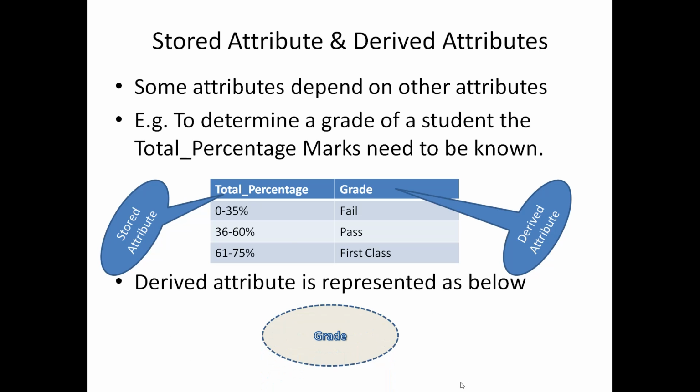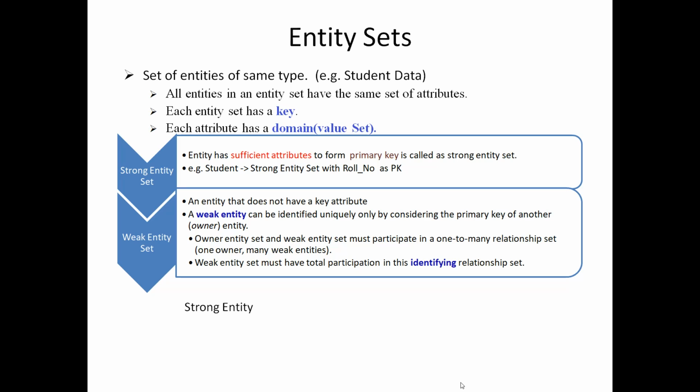How do you now represent the derived attribute? It is with a dotted ellipse, a concentric ellipse. Now we said entity, and then there is something called entity sets in ER diagrams, right? Entity sets. When you have multiple students, that becomes your entity set, which has the same set of attributes. Multiple students will always have their roll number, their name, their age, their birth date, and things like that. So that whole student data becomes the entity set, the student entity set.